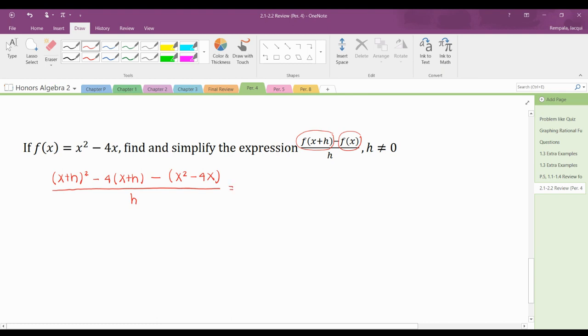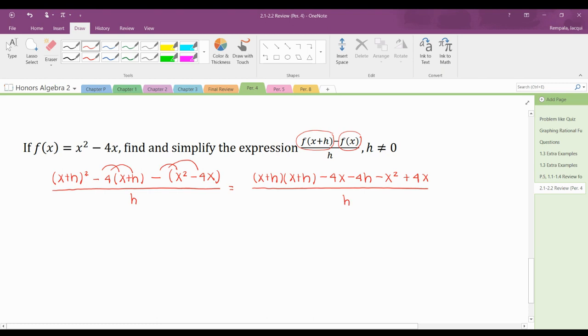All right, I want to start simplifying, so I've got to get rid of the parentheses. If I have x plus h quantity squared, remember, think of that as x plus h times x plus h. So we'll still have to multiply that. I'm going to go ahead and distribute that negative 4. So we'll have a negative 4x minus 4h. I'm also going to distribute that negative. So we'll have a negative x squared plus 4x. This whole thing is still all over h.